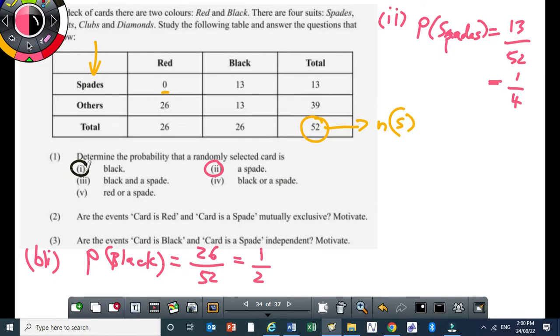Okay, then we move on to that. A black one and a spade. Now, in probability, the word and means intersection. So we want a black one and it's also what? A spade. That would be what? 13. So here it will be P, the black one, and it's also a spade. So it will be 13 over 52.